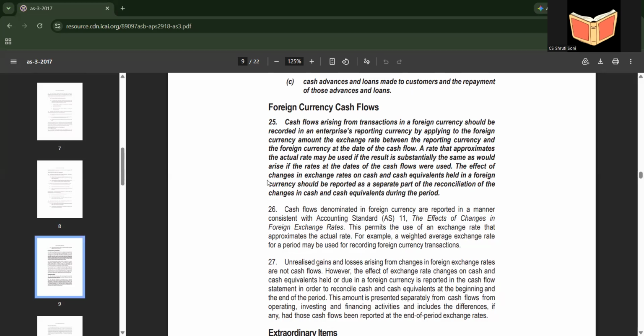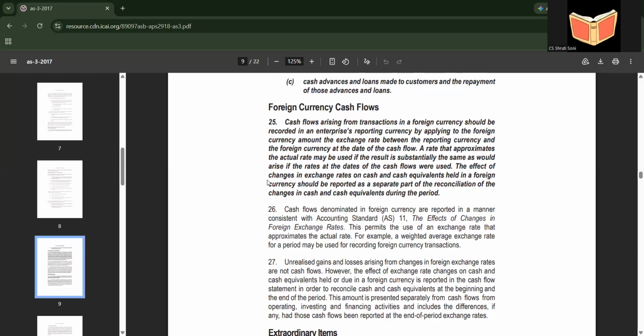There was one small query which I can discuss right now before we start reading this, about treating bank overdraft as cash and cash equivalent. As is, there is no guidance on this in AS3 particularly. But if I talk about IFRS and Ind AS 7, then there are certain standards which say that yes, you can do that. Bank overdrafts which are repayable on demand are included as a component of cash and cash equivalents. So it is advisable to treat bank overdraft as a part of cash and cash equivalents only when it is repayable on demand, right?